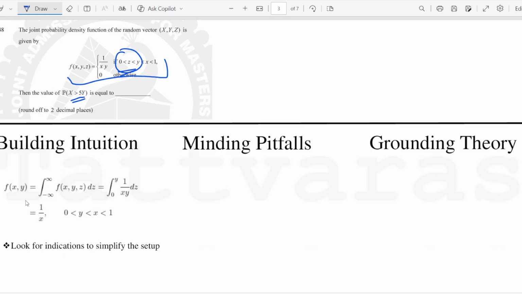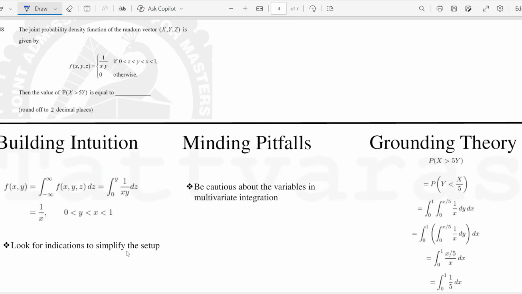And now the joint PDF for just X and Y becomes much simpler than the joint PDF in the original question, right? So the point to note is: look for indications to simplify the setup. And once we have this, it's pretty straightforward. We just have to go about integration in a proper way.